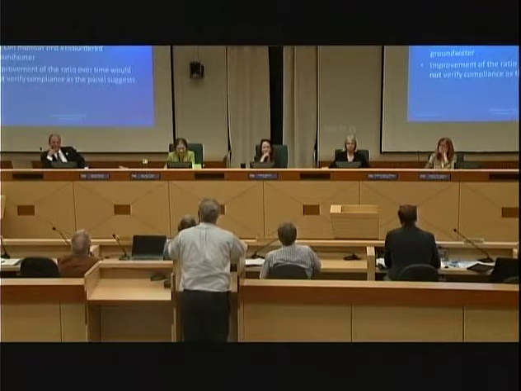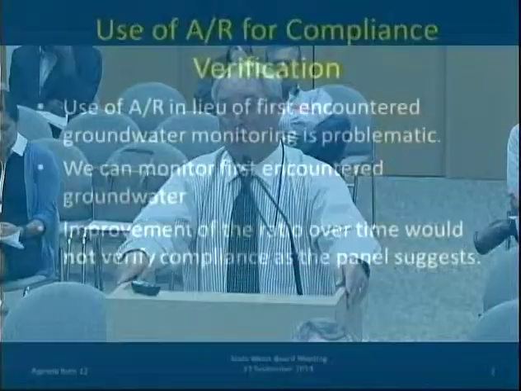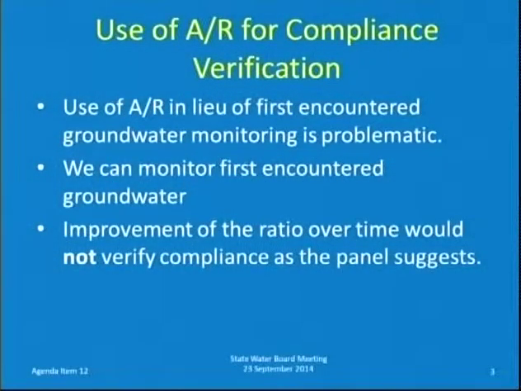The use of the AR ratio in lieu of first encounter groundwater is problematic because, again, it does not give us a measure to actually verify compliance with the order. And as we found in the Agua decision, if we don't have that, when we go to court, we're likely to have problems. So we feel that we really do need it. We can monitor first encountered groundwater. We do it all the time.